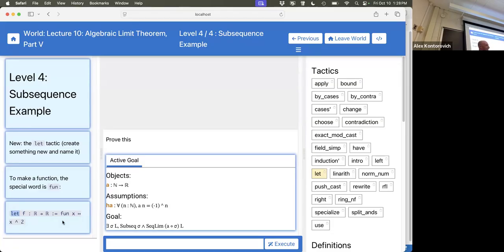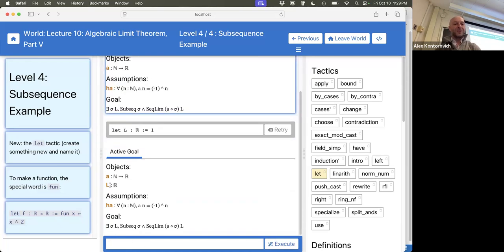John? Yeah, so I think you can let L just be 1. Okay. So L is a real number, and here I can just say colon equals 1. There's nothing to prove. Let L be 1. Very good. And now I have a new real number L. What I don't like, and I asked them to change this, is it doesn't tell you what the definition is.